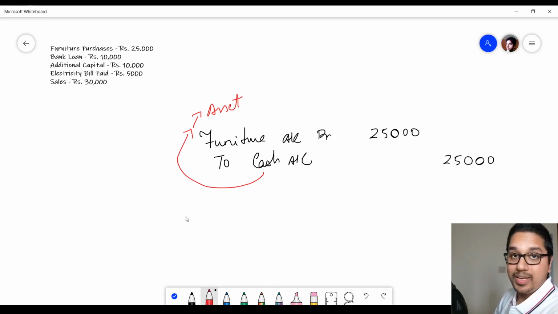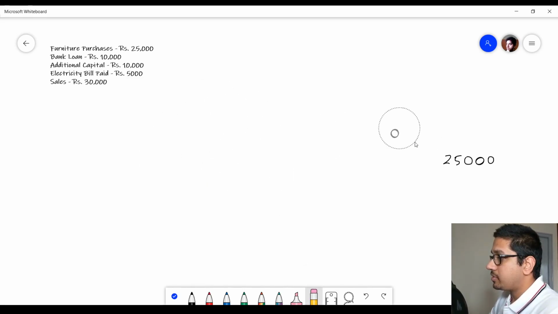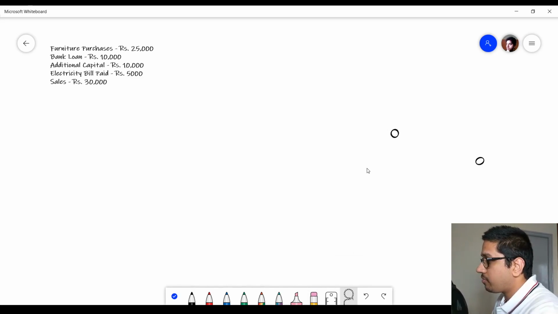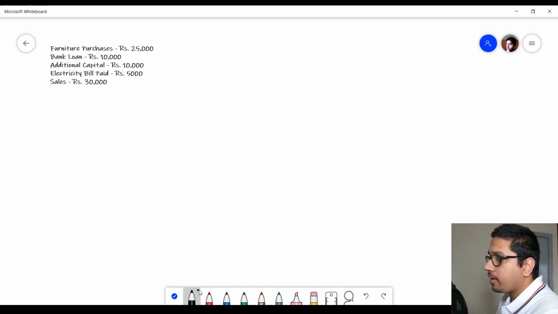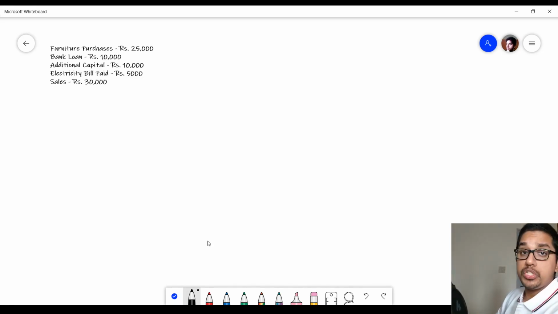So now that we are done with an asset transaction, let us have a look at how we are going to record a bank loan, which is a liability in the business. Generally, if it's a liability in the business, we just have to remember that a liability is something that you're due to pay from the business. Bank loan is what you're availing from a bank, so it's something that you're liable to pay on a future date.